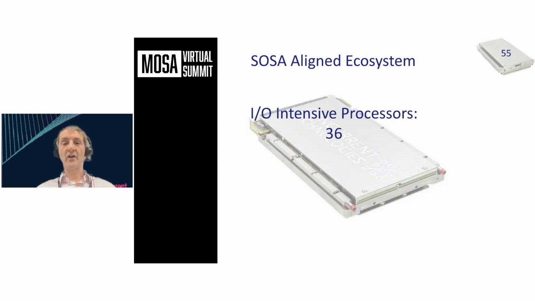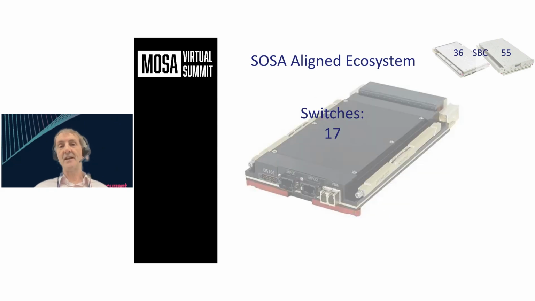There is also currently 17 switches. So the switches are the glue that connects all the other products together. And these typically have both control and data plane connections. Current state of the art is 10 gig control plane and 100 gig Ethernet data plane. And so that also drives the other payloads to have the same sort of connectivity.